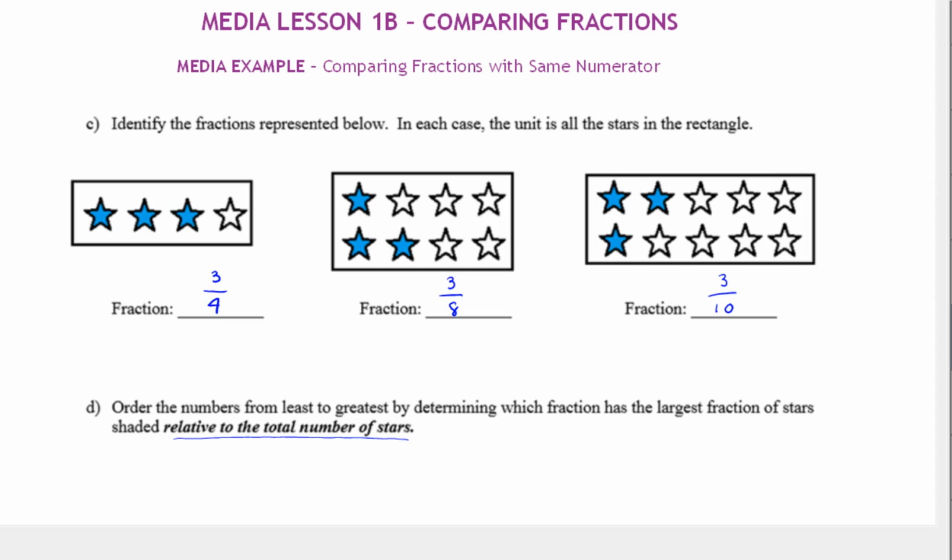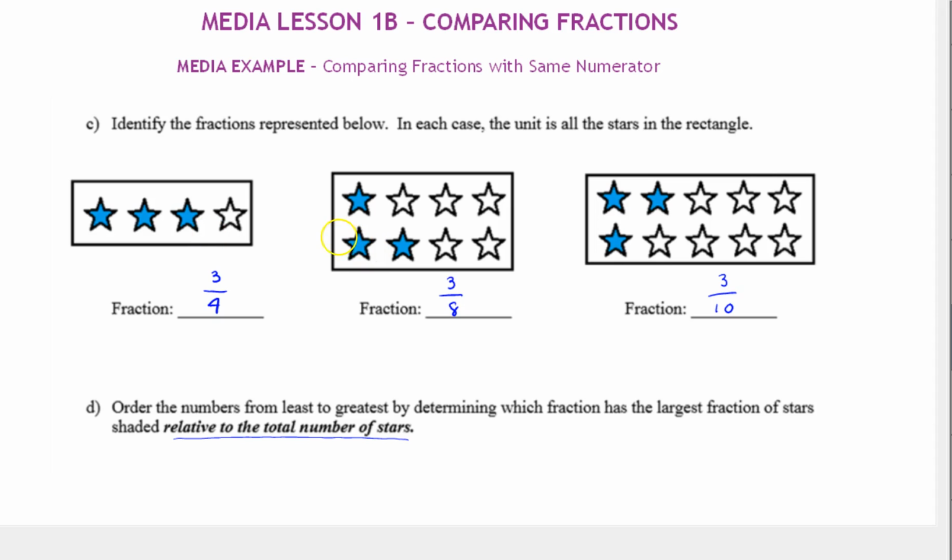Okay, so let's try to think of this in a different way, because remember what fractions are describing. They're describing a relative amount. Okay, so let's think of this. You have a friend, and your friend has all these stars, and the stars are worth $1 million each. Okay, so in this case, your friend has 4 stars and gives you 3 of them. That's a pretty good friend. Okay, your friend gave you more than half of the stars that he or she had.